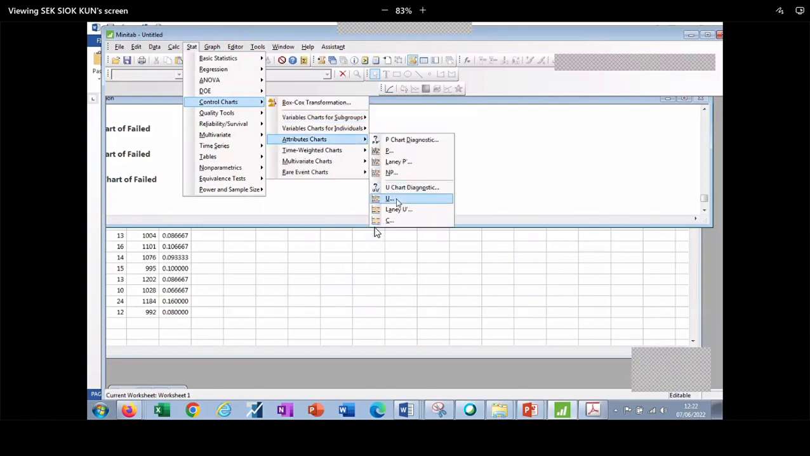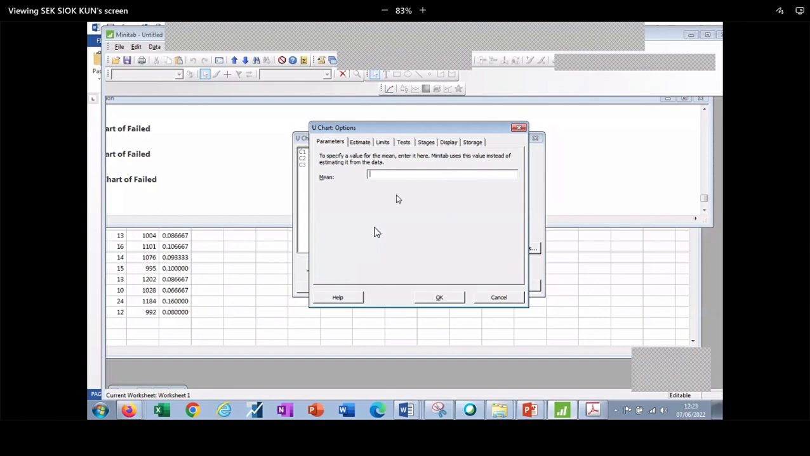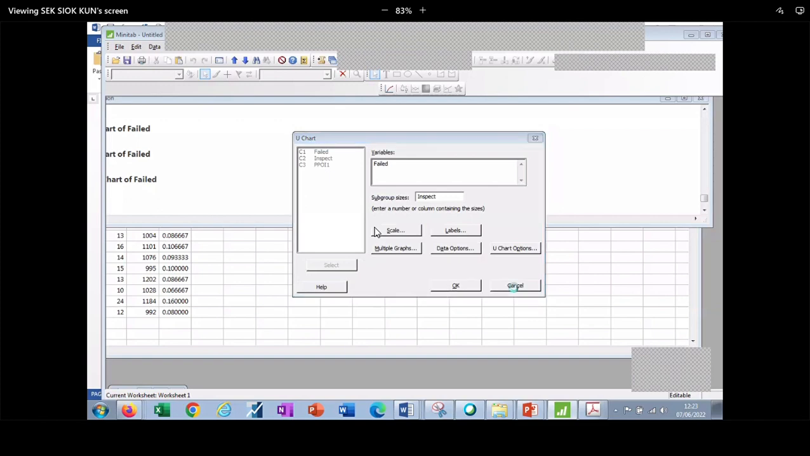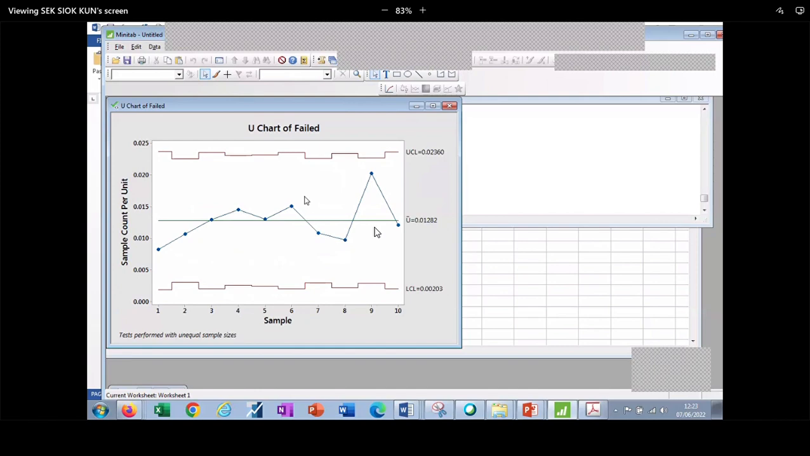The U chart. Again, for the U chart, it can also consider a constant or a variable sample size. Then you can put it here. The other options are more or less the same, so I don't consider anything. Okay, so this is the U chart. All are the same, in control.